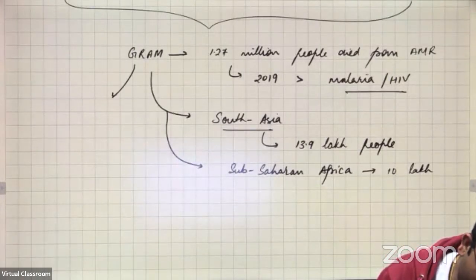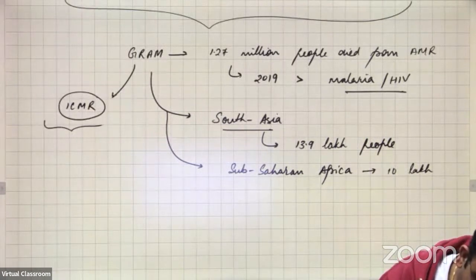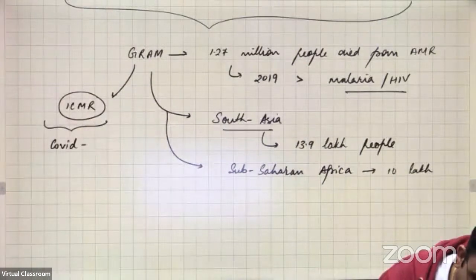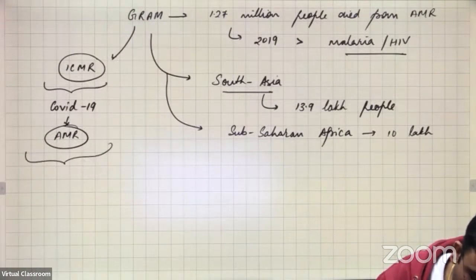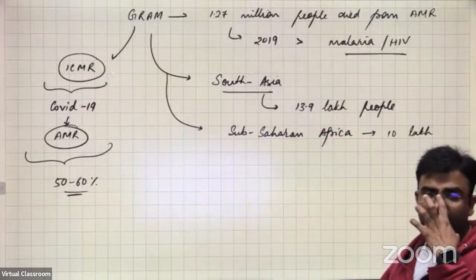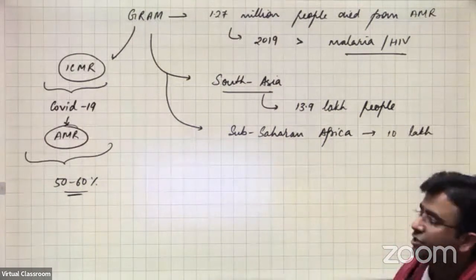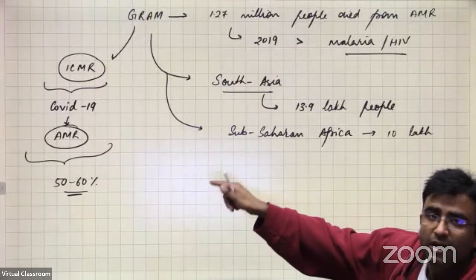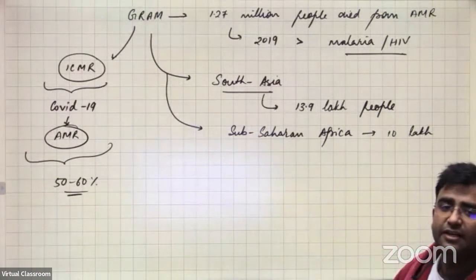It has been pointed out that the Indian Council of Medical Research, ICMR, says that if people in hospital are COVID-19 positive and at the same time they are infected by an antimicrobial resistant pathogen, then the mortality rate goes as high as 50 to 60%. Antimicrobial resistant infection along with COVID-19, the mortality rate becomes 50 to 60%. All right, हर दो में से एक इंसान जिसको antimicrobial resistant infection होता है hospital में along with COVID-19, he is doomed to die.